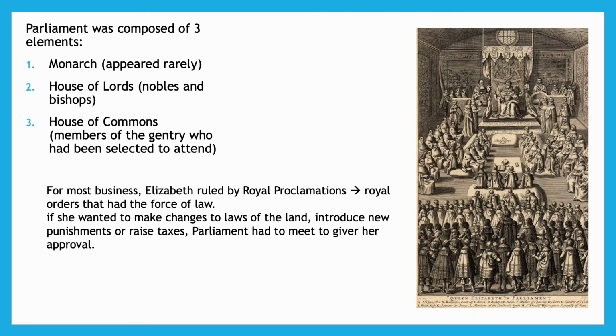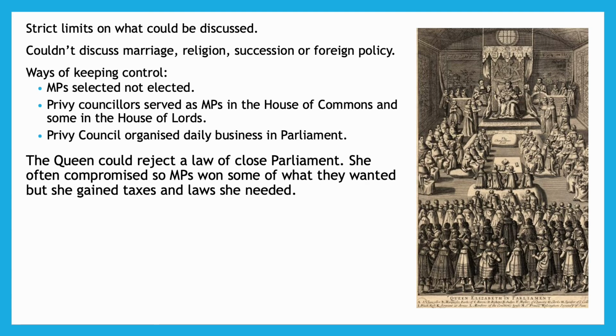Again, selected, not elected. So for most of her business, Elizabeth ruled by royal proclamations. These were royal orders that had the force of the law. And if she wanted to make any changes, Parliament had to meet to give her the approval.